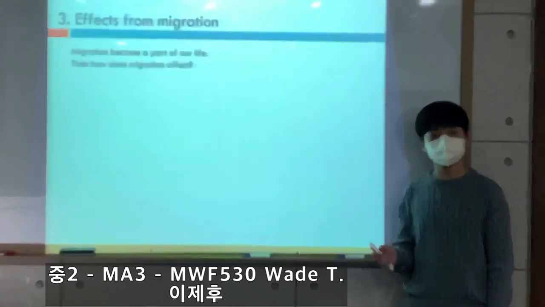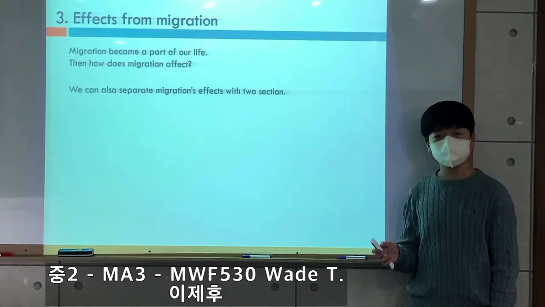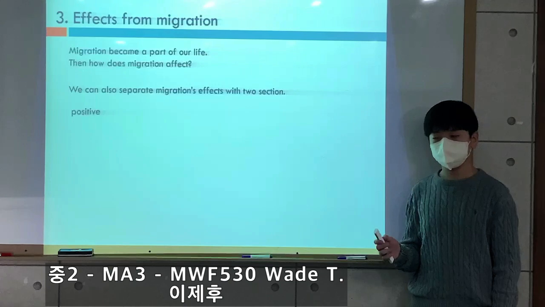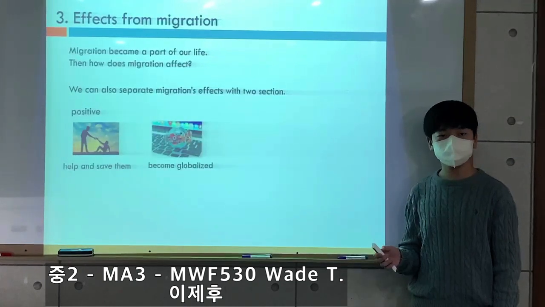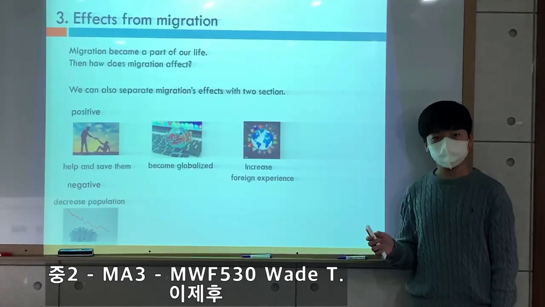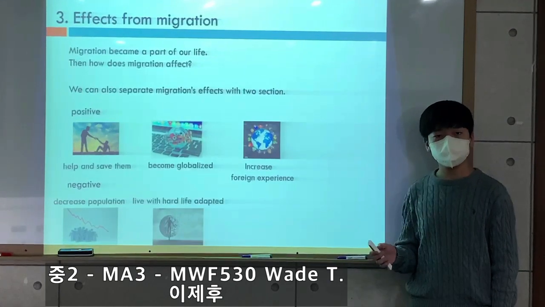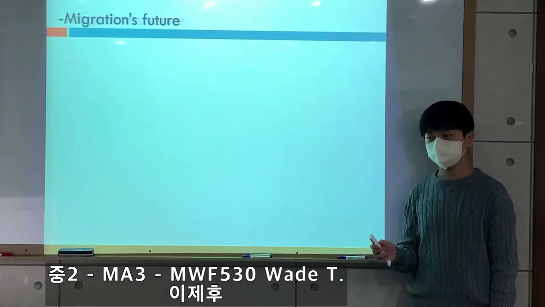Migration became a part of our life. Then how does migration affect us? We can separate the migration effects into two sections. Positive: help and save them, become globalized, and increase foreign experience. The opposite: decrease in population, life with high life adaptation, and severe violence.